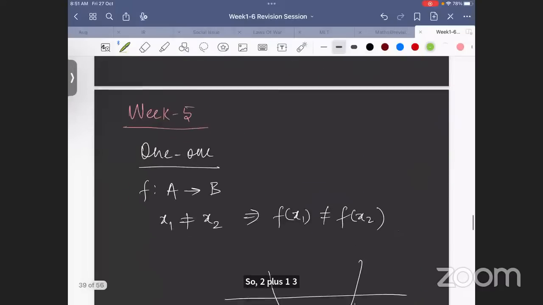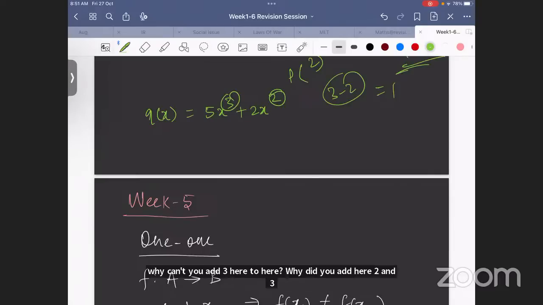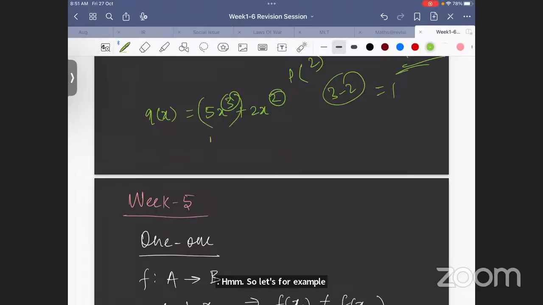No. See, if you're adding an equation, for example, you have the equation 5x cube plus 2x square. What is the degree for this equation? 3, sir, the highest degree. Okay. Why can't you add 3 and 2 here? Because, sir, we take the highest degree in the polynomial. Correct. So let's say this is your first polynomial, this is p(x), and this is your second polynomial, this is r(x). If you are adding p(x) plus r(x), why are you adding the degrees?